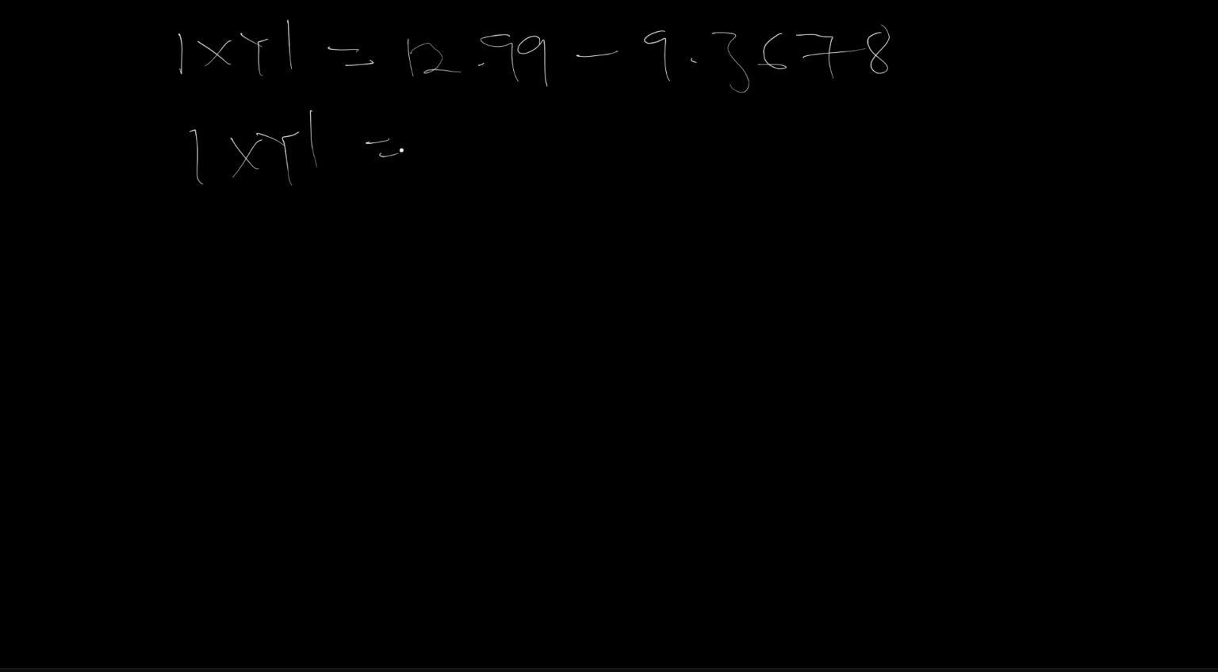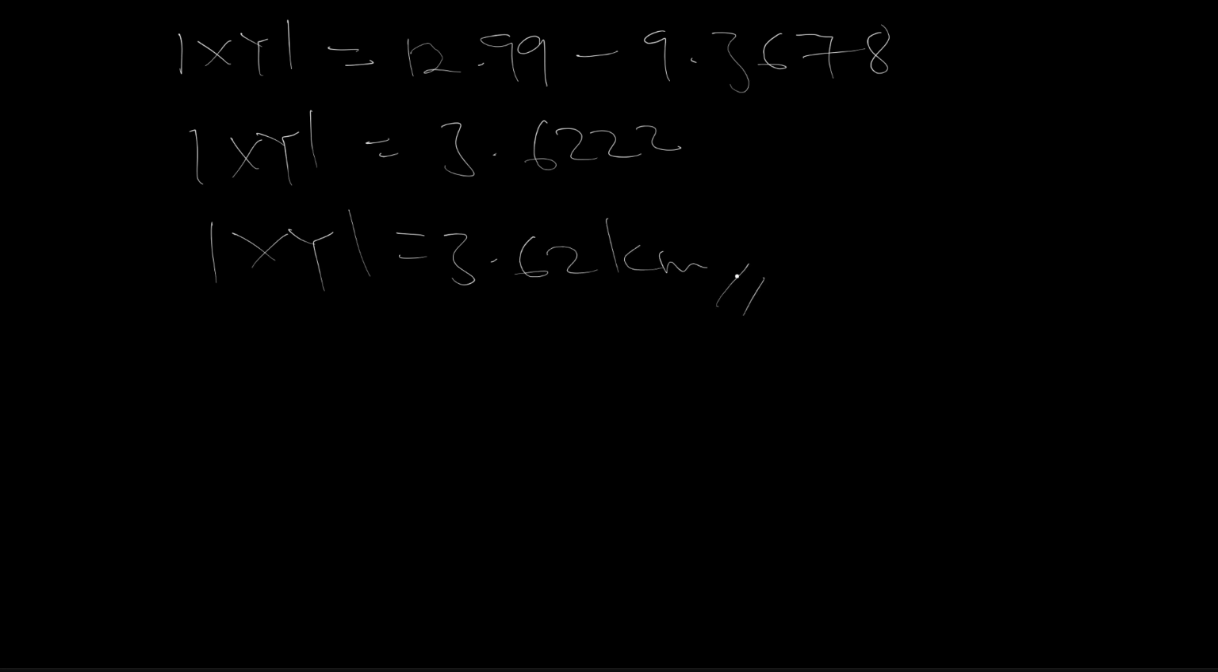We can say that line XY is equal to 12.99 minus 9.3678. So line XY is equal to 3.6222. So correcting this to 2 decimal places, we have XY is equal to 3.62 kilometers. So that brings us to the end of question 11. So we move on to question 12.